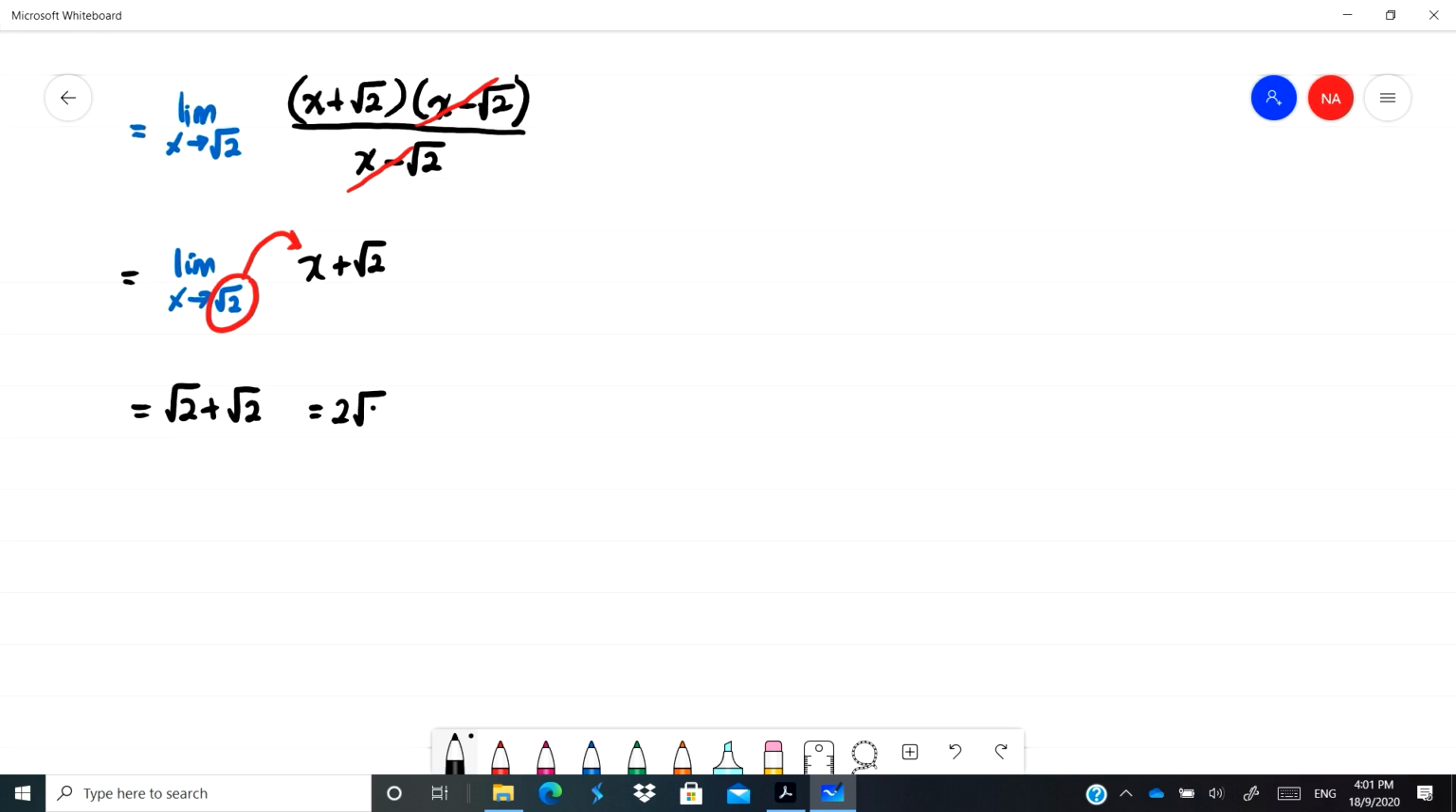How do I get that? It's something like d plus d, you'll get 2d. Donut plus donut, you'll get 2 donuts. So if you have square root 2 plus square root 2, of course you get 2 square root 2. All right, so that's your final answer.